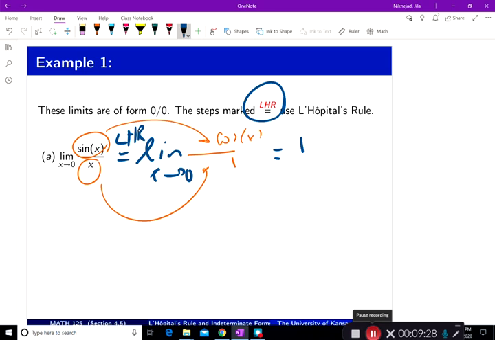Because I took the derivative of the numerator and replaced, and the derivative of the denominator. Another important thing to know is that this is not the quotient rule. This is just the L'Hopital rule. L'Hopital rule is for limits. Quotient rule is for taking derivatives. L'Hopital rule uses derivatives to find limits.